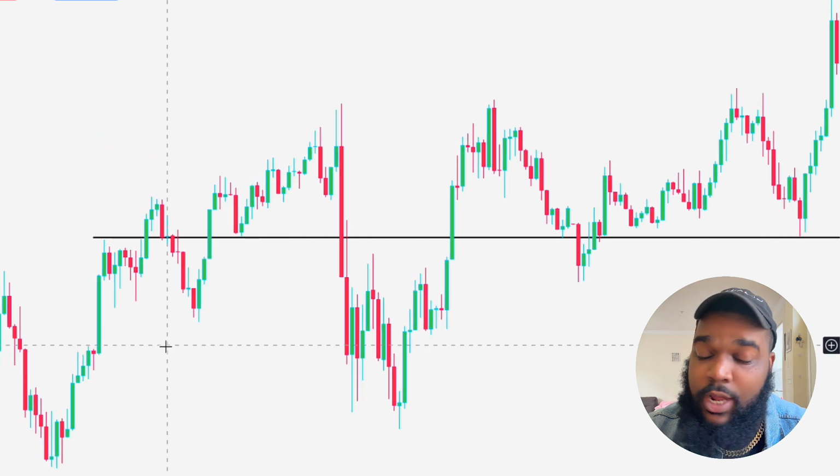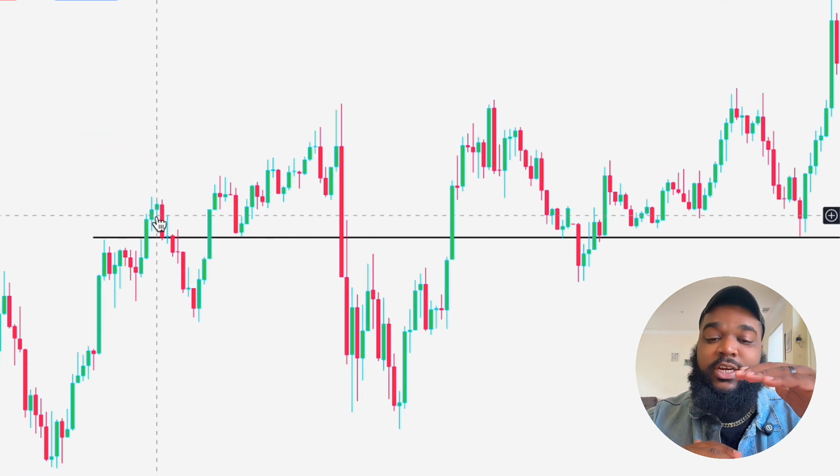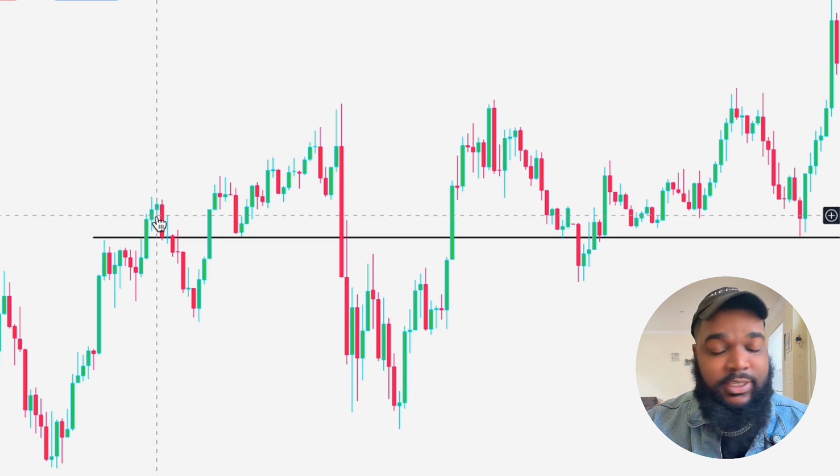It's that simple. Do not overcomplicate it. It's literally just a barrier that price can't go through. Literally keep it that simple.